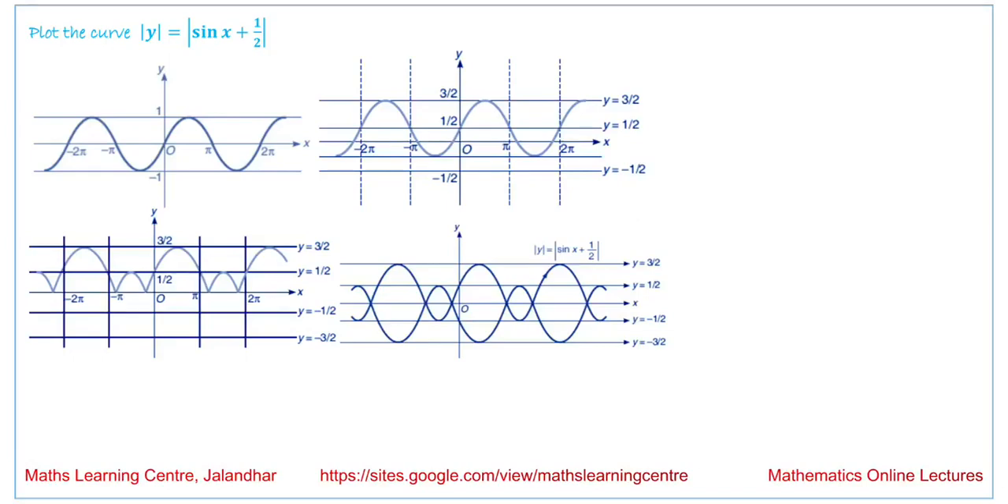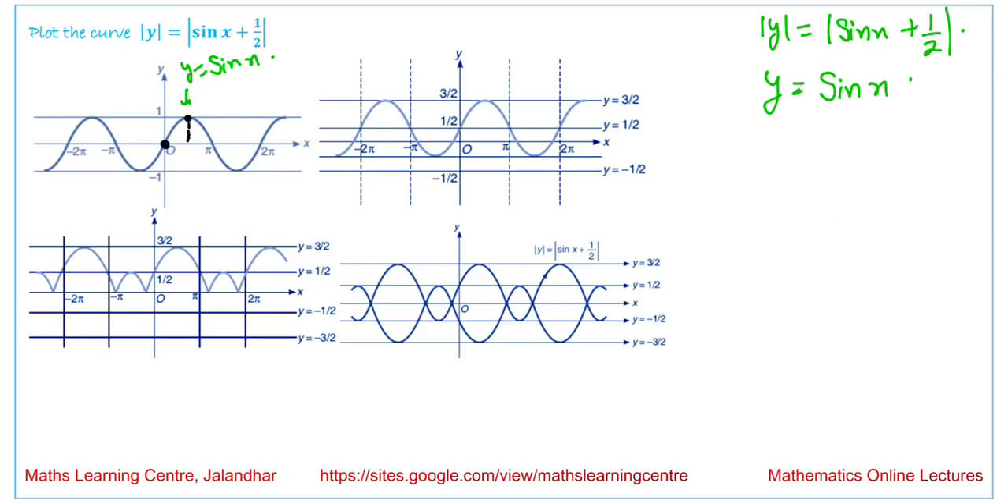Now the next question, we have to plot the curve y is equal to mod of sin x plus 1 by 2. To plot this, first of all we have drawn the curve y is equal to sin x. On this curve, at 0 the value is 0, at angle pi by 2 the value is 1, at angle minus pi by 2 the value is minus 1.